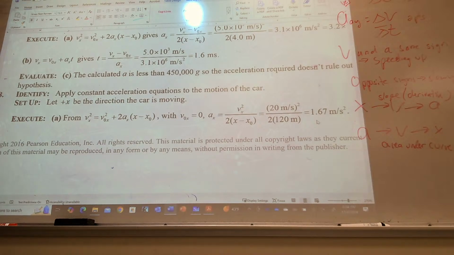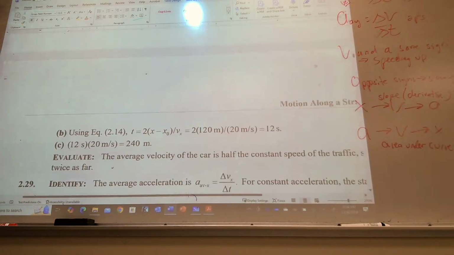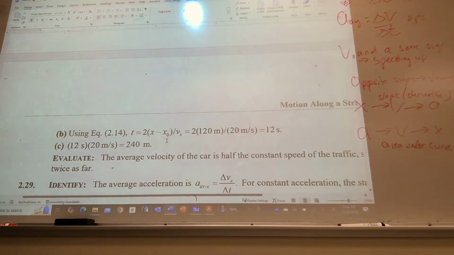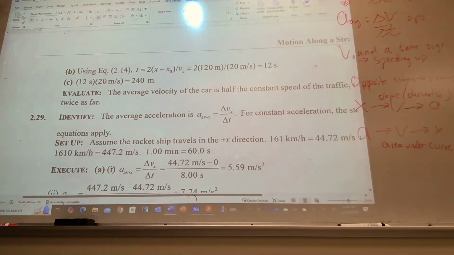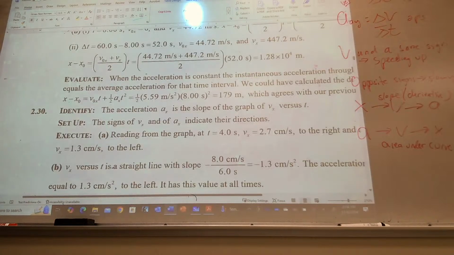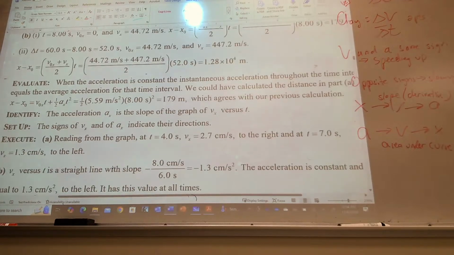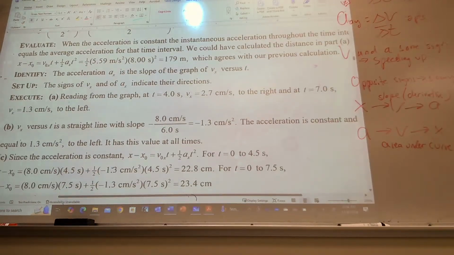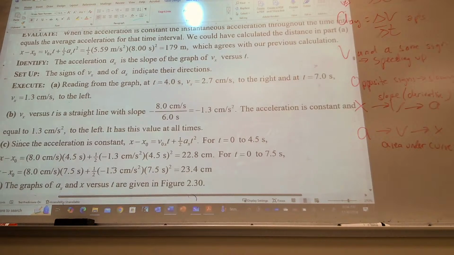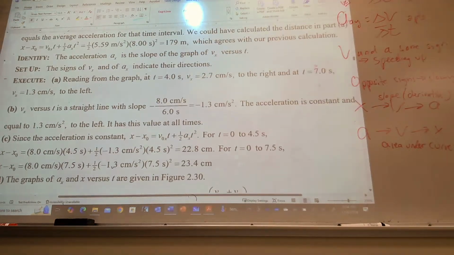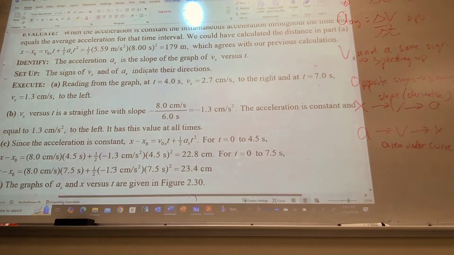The next one was 30. Jessa, what do you have for 30? Oh, wait, let me show B first. And then in B, you had to get your time. It's 12 seconds. And then this was 240 meters. Okay. 30, Jessa. For A, at 4 seconds, I got 2.5 centimeters per second, and for 7 seconds, I got 1.5 centimeters per second. And for B, I got negative 1 centimeters per second squared for all of them. And then I got 22.5 centimeters for C and 28.5 centimeters. Okay, I think everything's just off by a little from when you're reading the graph.